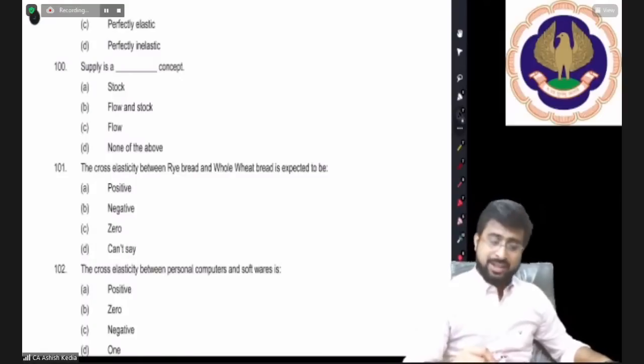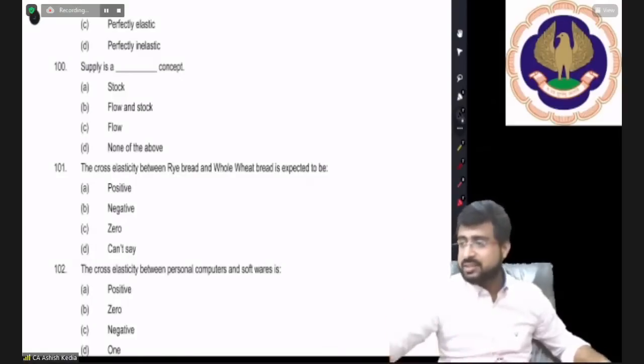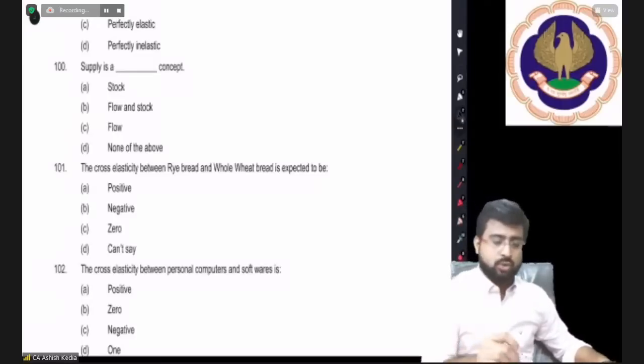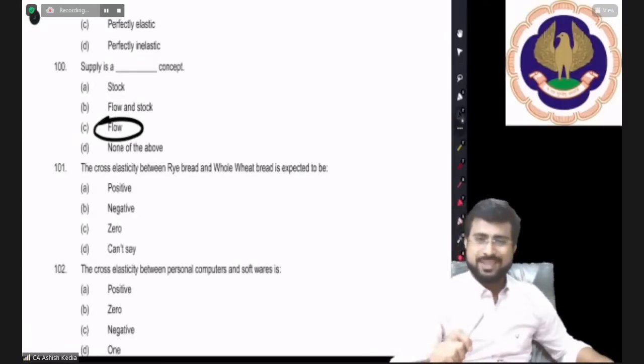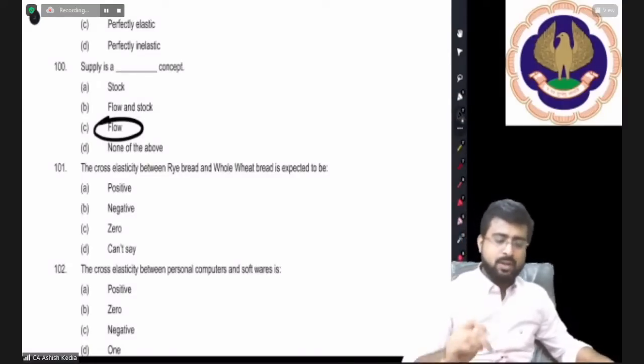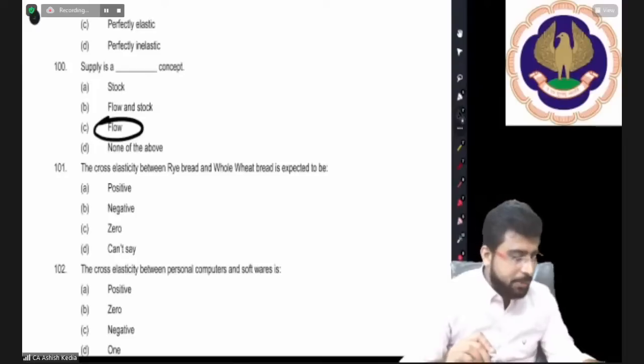Supply, we had discussed it in the first class. In fact, my first statement related to supply was this. Yes, supply is a flow concept. Very good.